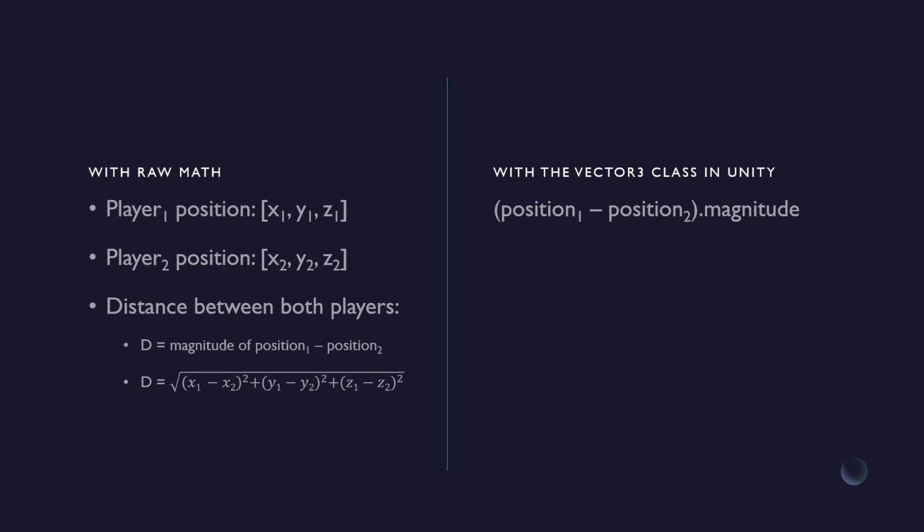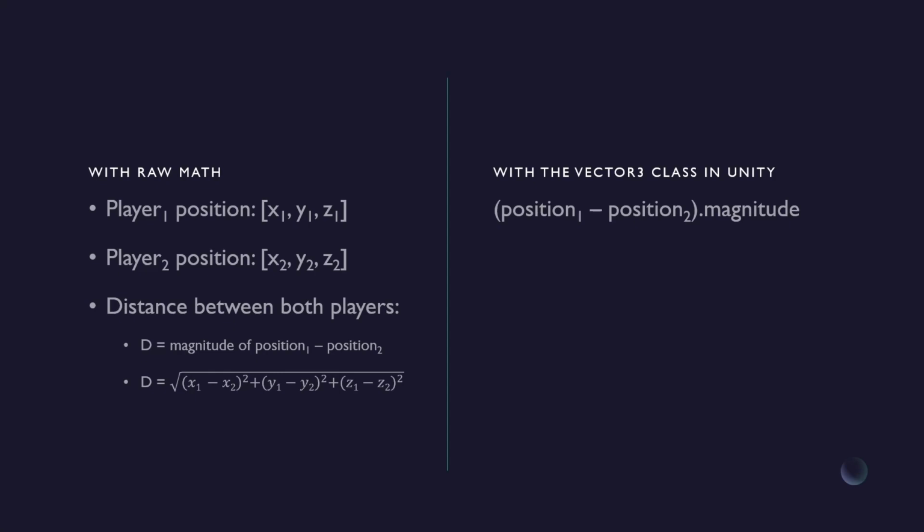So let's have a quick look at what that looks like in raw math. If we take player position 1, we have x1, y1, z1. And if we do player position 2, we have x2, y2, and z2. So the distance between both of them would be the magnitude of position 1 minus position 2, or with Pythagorean theorem, we basically get to this. However, if we want to do this in Unity, we don't have to worry about anything of this. We could just take position 1 minus position 2 and get the magnitude of that. Easy peasy.